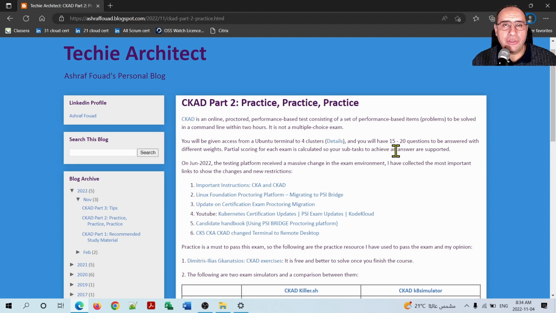Some people mention 19, but I got a different number in my exam, so I will stick with the official Linux Foundation. It is between 15 and 20 questions, and every question has a different weight. So you might have a question for 3 or 4% of the exam, sometimes 8% or whatever, because some people use this weight in selecting the questions they want to answer or focus on.